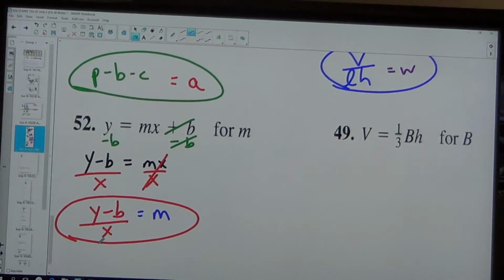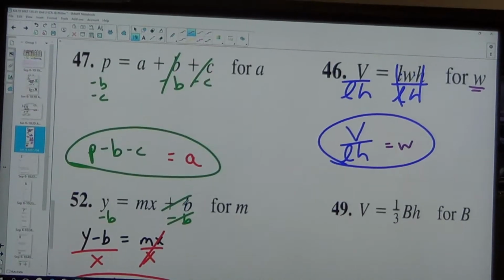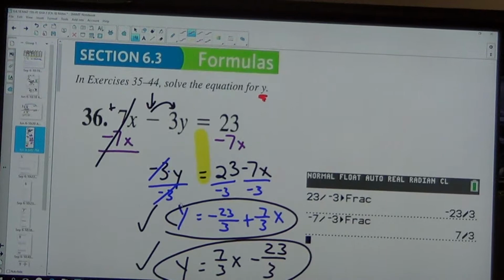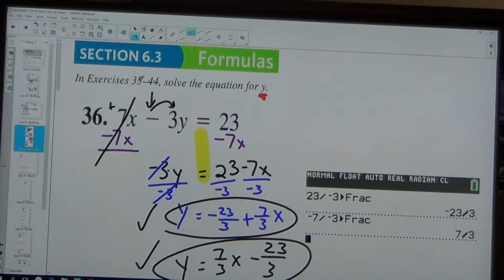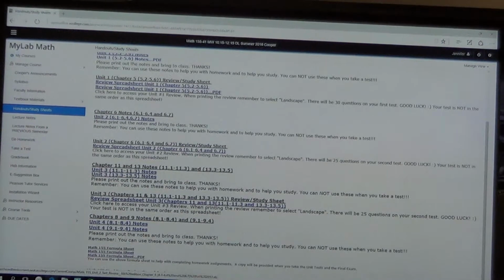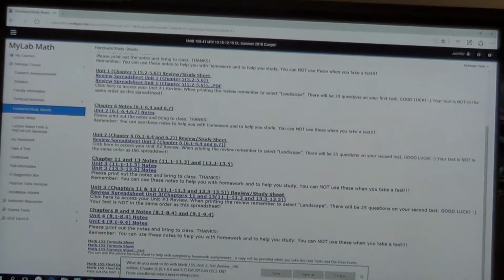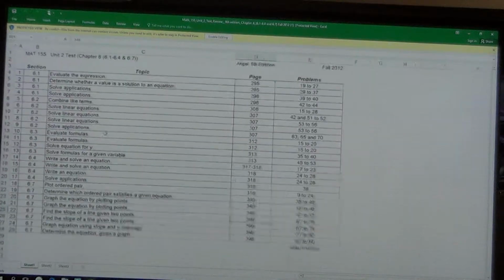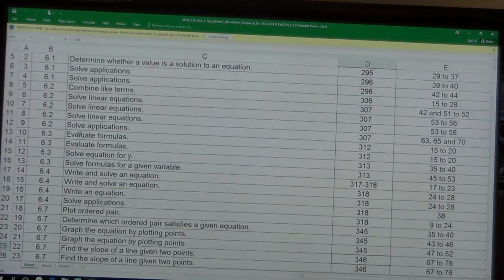How many of these do we have on the test? All right, the question has come up. We are in 6.3. The first section was 35 to 44. So, let's go to handouts and study sheets. Let's go to the chapter 6 spreadsheet. Let's save it and open it. So, 6.3.